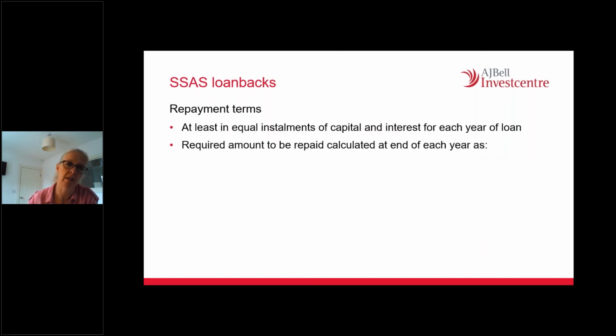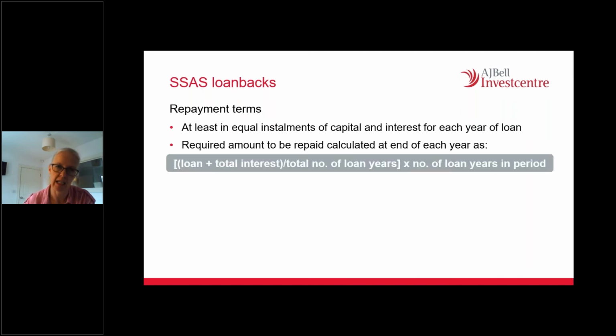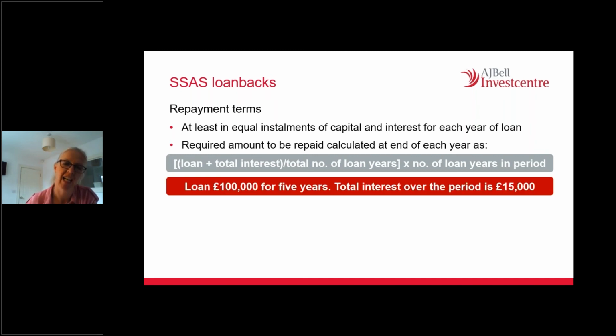The repayment terms then: you have to repay equal instalments of capital and interest for each year of the loan. The way that's calculated, and I find putting figures on it makes it easier to understand, is the loan plus your total interest over the period of the loan, divided by the total number of loan years, times the number of loan years in the period. That's how much you have to pay. So I'll put numbers on to explain that.